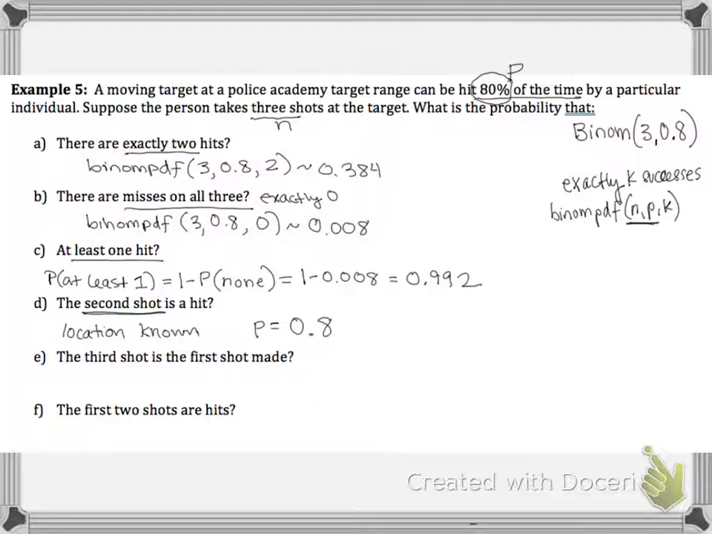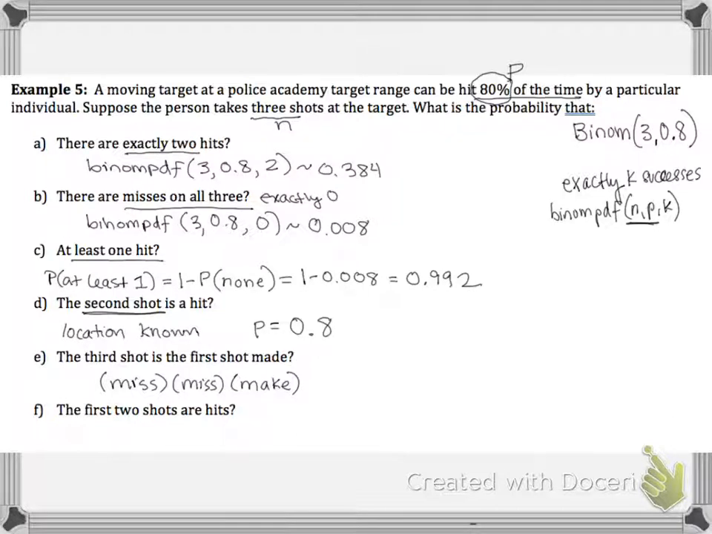These problems end up tricking people because of the language that's used. So let's think about the difference between E and F with respect to D here. E says the third shot is the first shot made. Well, that means that I first had to miss the first, miss the second, and then I made the third shot.